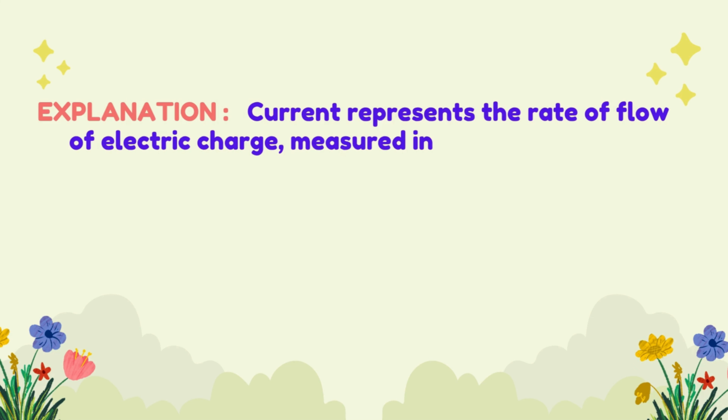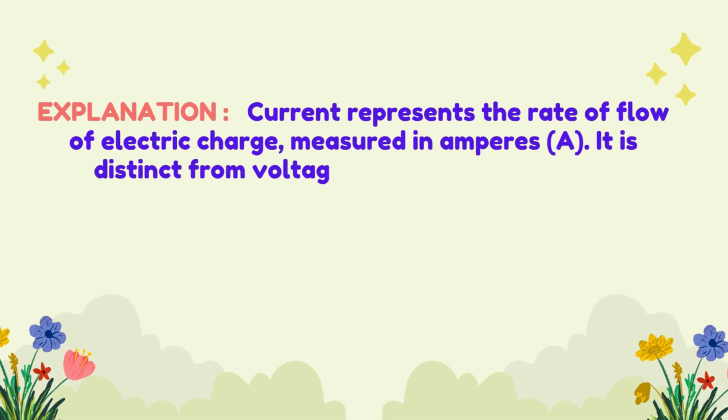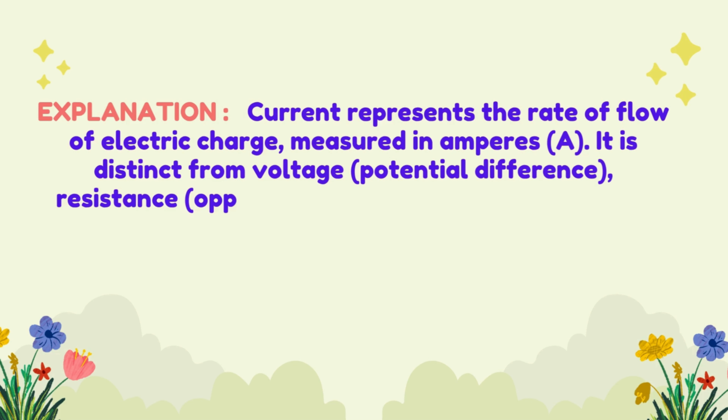Current represents the rate of flow of electric charge, measured in amperes, A. It is distinct from voltage, potential difference, resistance, opposition to flow, and power, rate of energy transfer.